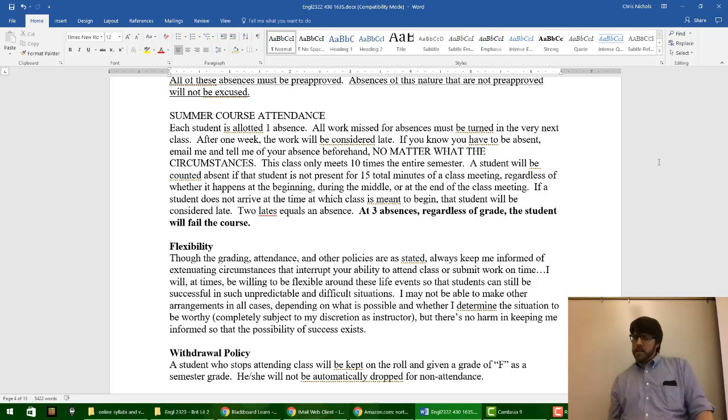I may not be able to make other arrangements in all cases, depending on what's possible and whether I determine the situation to be worthy. And that's completely subject to my discretion as an instructor, but there's no harm in keeping me informed, so the possibility of success exists. So my parents made plans for July 4th. I can't help it. I have to go. They don't want me at home alone. I'm like, I understand. That's fine. Just watch the videos, keep up with stuff, come back.